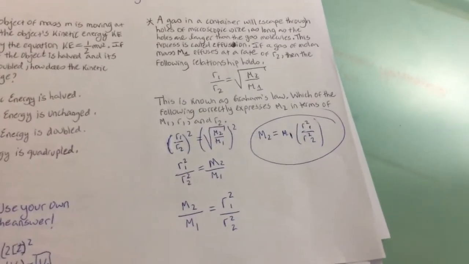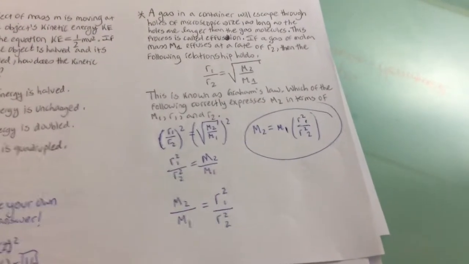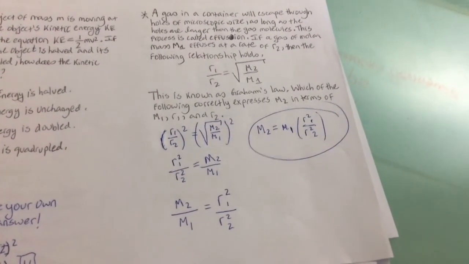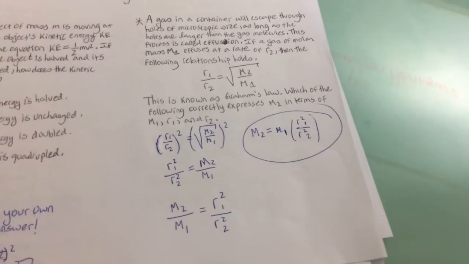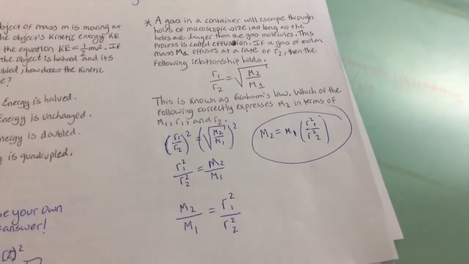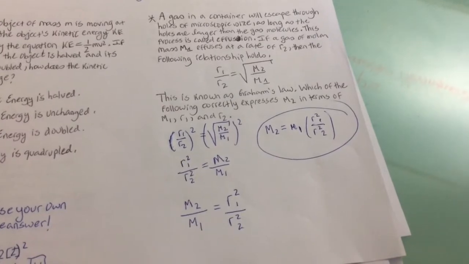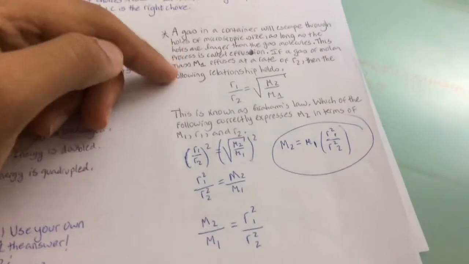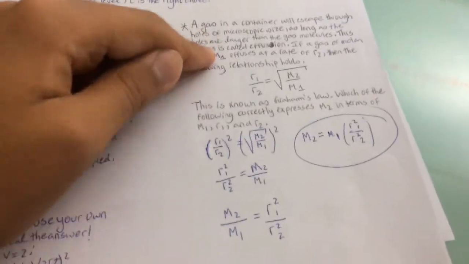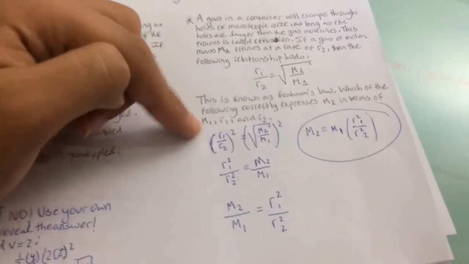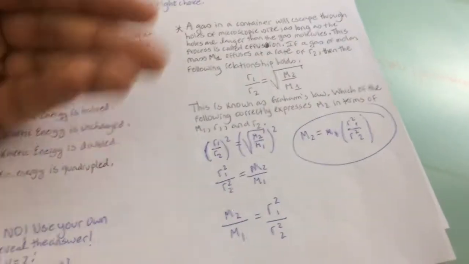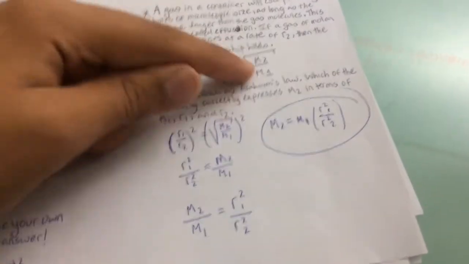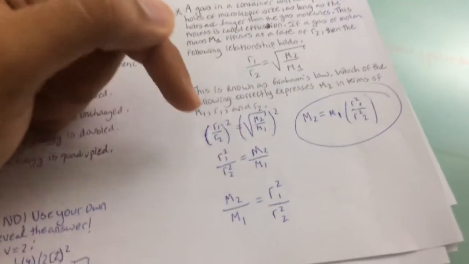This must look hard, but those problems are very easy. They are just a little bit tricky, but if you know the rules, you're going to do well on the SAT, okay? Don't worry about it. A gas in a container will escape through holes of microscopic size, as long as the holes are larger than the gas molecules. Okay, you just need this. Like, you're gonna waste time reading this. You just look at the equation and then you say, okay, Graham's law. Okay, what does that help you in the problem? It doesn't make sense. I mean, you just need to find which of the following correctly expresses m2 in terms of m1.